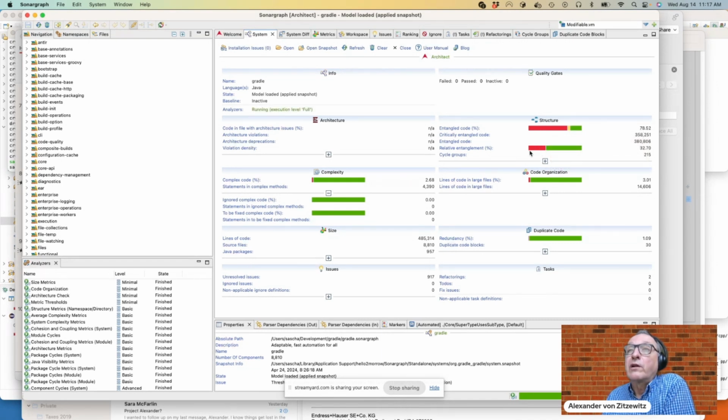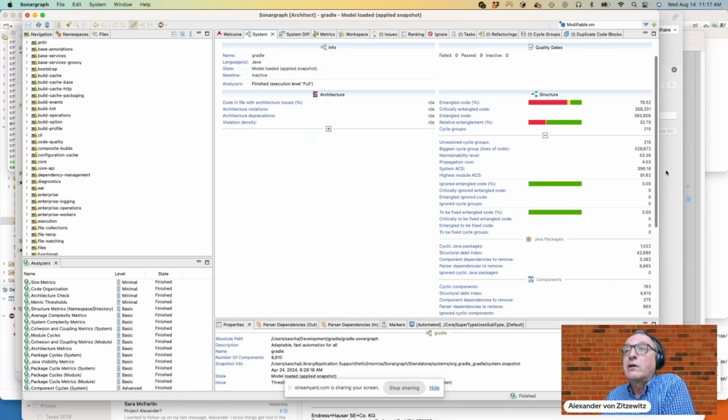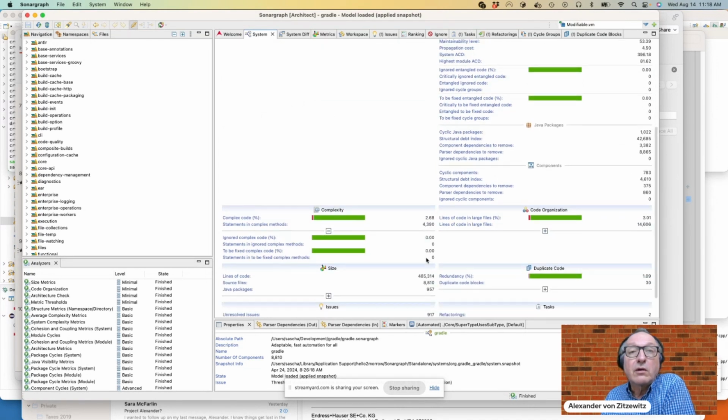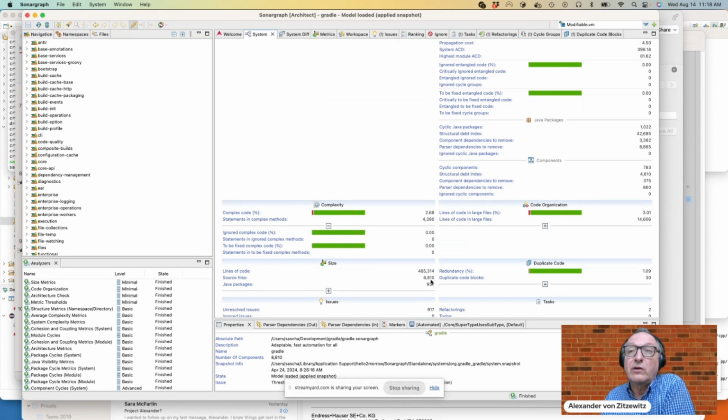But the relative entanglement, which is based on relative cyclicity, is not as bad. So the second red bar is much smaller than the first one, which means there's still hope regarding the overall structure. You can also see that if I click down here, I can see the metric propagation cost. It's at 4.5%, so that's a good value. Average component dependency is 396. That is basically 4.5% of those 8,800 Java files that are in this system here.